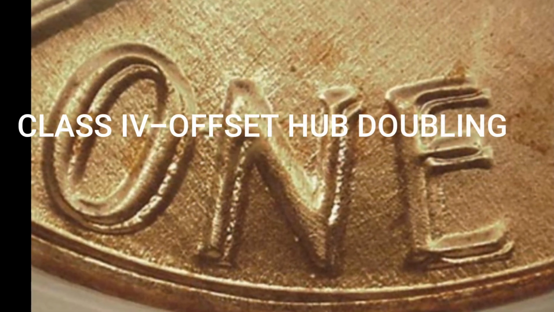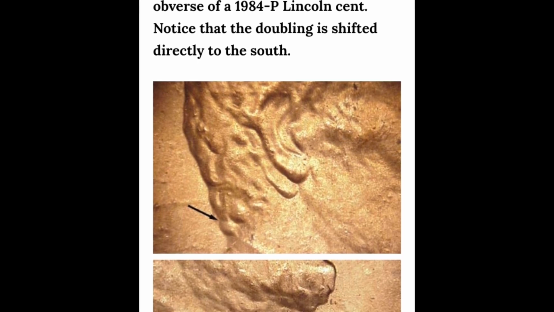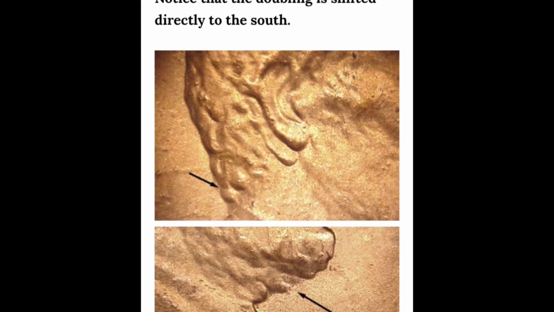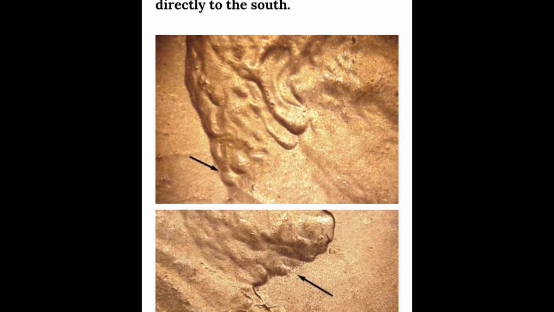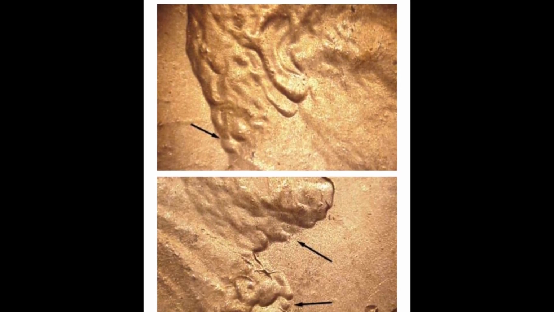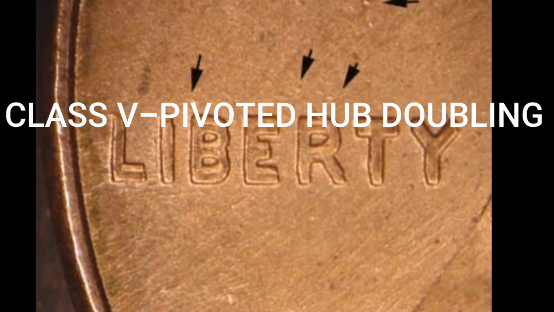Class 4, offset hub doubling. This type is caused when a die is returned to the hubbing press but shifted to one side. The result is doubling in a single cardinal direction: north, south, east, southwest, and so on. This class of doubling is most often found affecting the center of the design more than other classes of doubling, because regardless of the strength of the offset, all devices, including those in the center of the design, will show the same spread of doubling. Class 5, pivoted hub doubling.